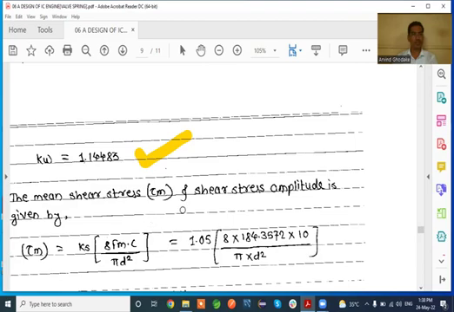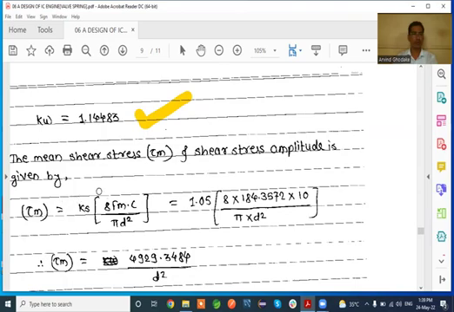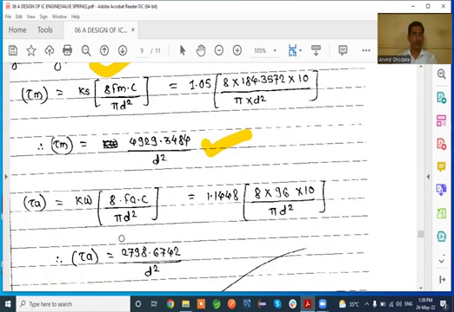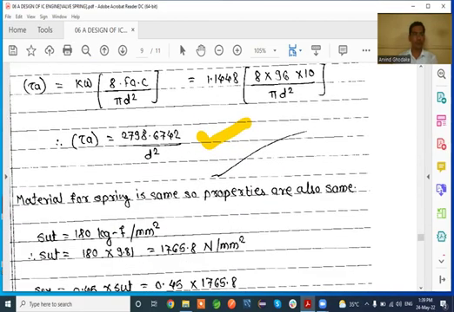Then mean shear stress tau m and shear stress amplitude are given by this formula. Tau m is equal to Ks into 8 FmC by pi d square. So we get the shear stress in the form of diameter, and another equation for the tau a, the alternating stress, in the form of d square will be 2798.67 by d square. The material for the spring is the same, so the properties are also the same.